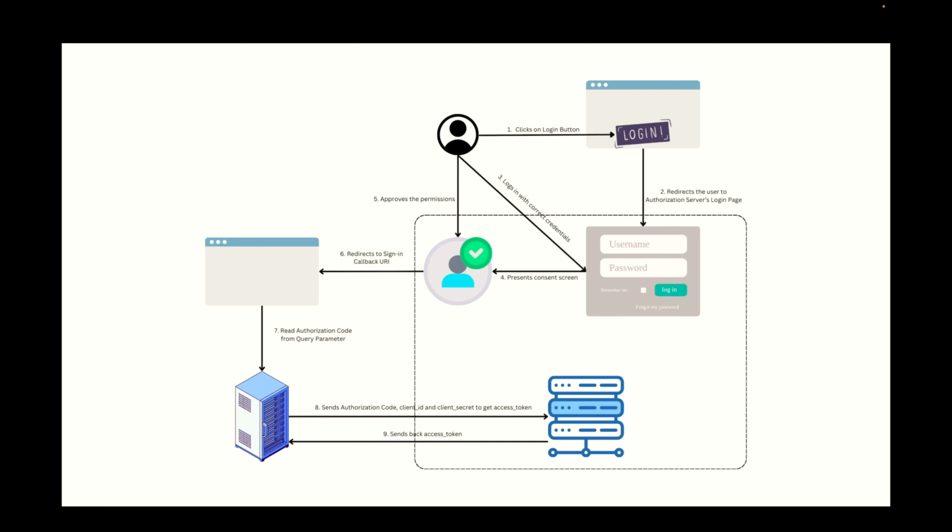If the user approves the request, then the user is redirected to the sign in callback URI or sign in redirect URI. The client reads the authorization code from the query parameter in the sign in redirect URI. It also reads the state from the same URI. After it gets the code, it sends the authorization code back to the authorization server. It also sends its client ID and client secret. Then the authorization server verifies all the information and sends back the access token. It also sends a refresh token if applicable.